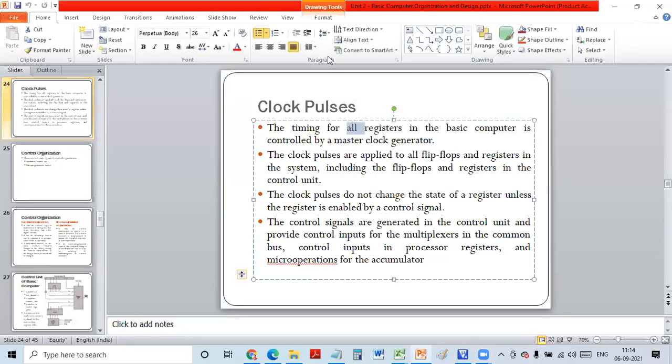Please practice the non-restoring division algorithm also, okay? Practice 2 to 3 examples. If you have any doubts, you can ask me in the next classes.